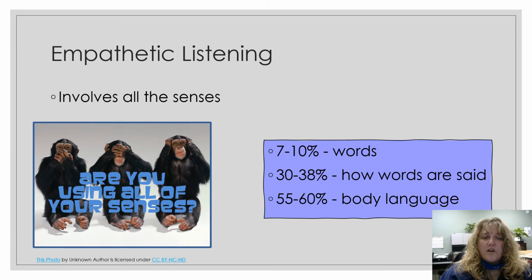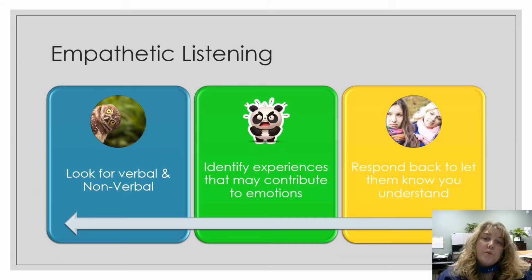This involves all the senses. So 7 to 10% of empathetic listening is words. How the words are being said rates at 30 to 38%. 55 to 60% means we're incorporating body language into that. So when we're trying to be an empathetic listener, we are looking at that student's verbal and nonverbal cues to guide us, and hopefully we can identify some experiences in that active listening.